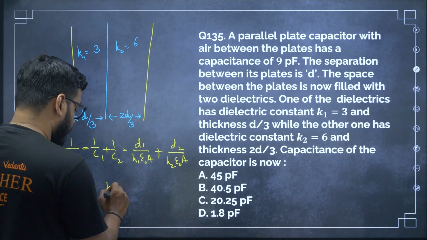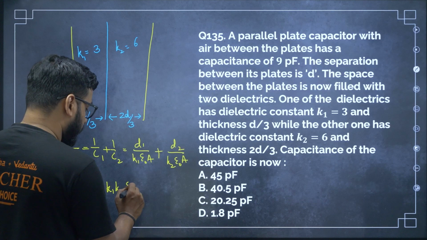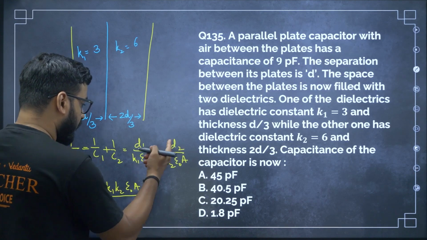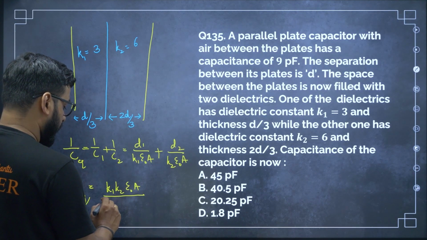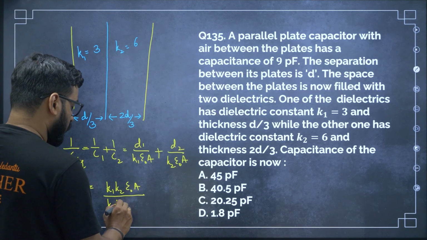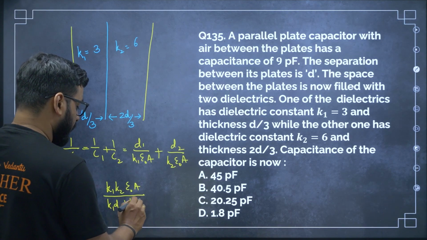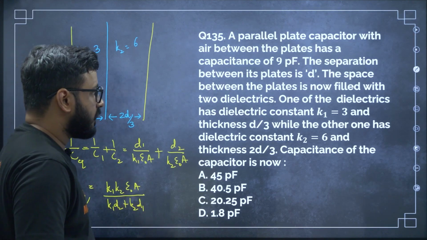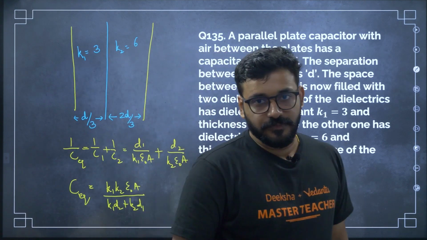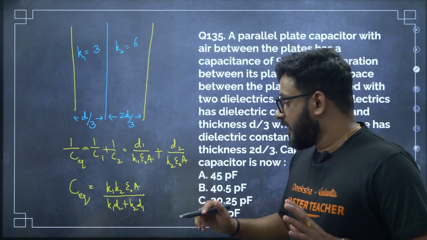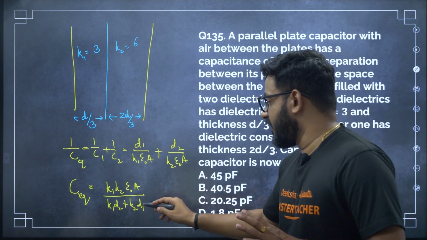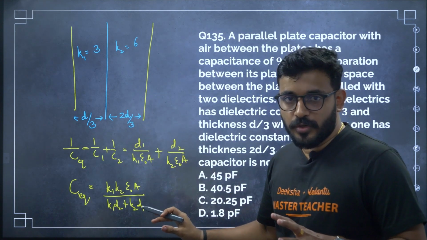Yes, of course, K1 K2 epsilon naught A divided by, so we will have D1 plus D2, K1 D2 plus K2 D1. All right. Yes. So we will have all of this, right? We will have all of this, and now you just have to substitute. Okay. So K1 D1 K2 D2, all these values are known.